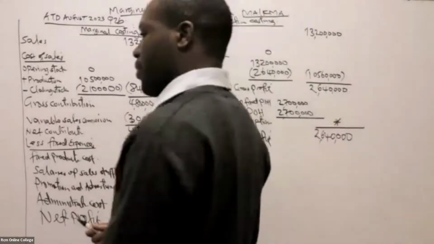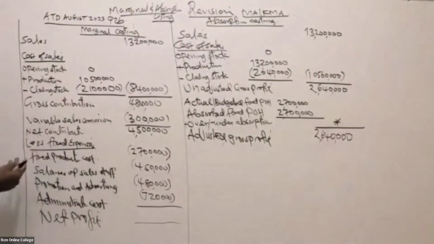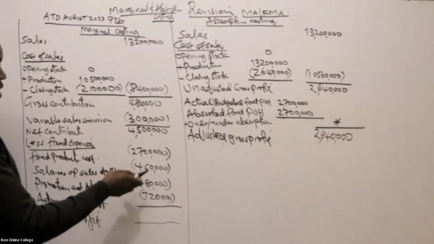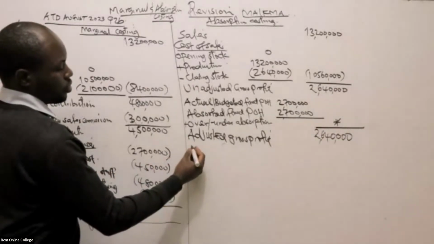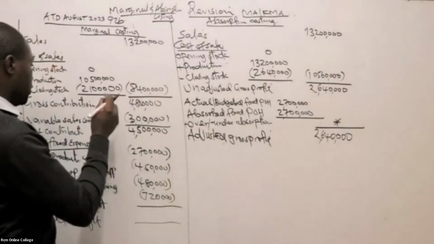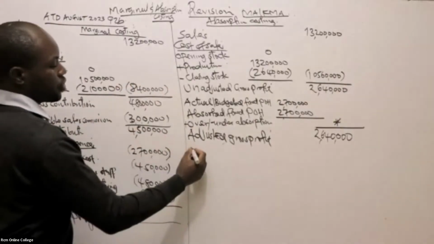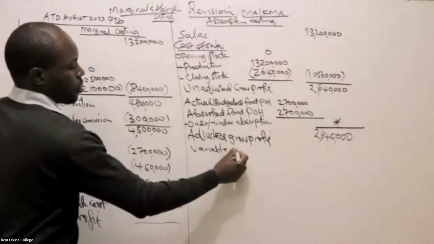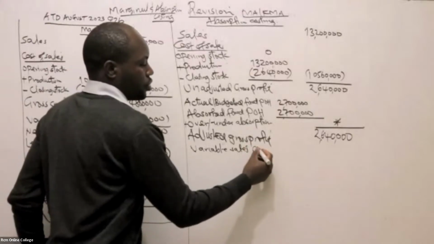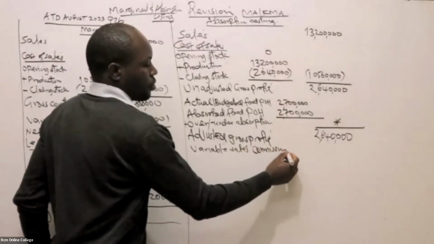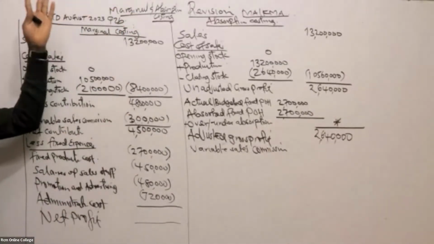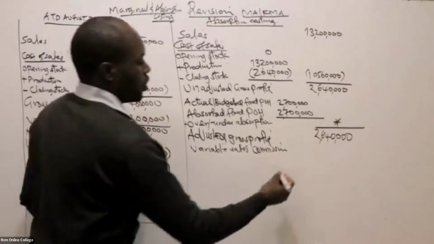Good. After doing that, the other items will come, copy and paste. For example, the fixed production overheads have been taken care of, so we don't need to bring it here. Go to salaries of sales staff, or even the variable. We start with the variable sales commission. It will not be affected because the number of units sold is the same under each method. So the variable sales commission, 300,000.